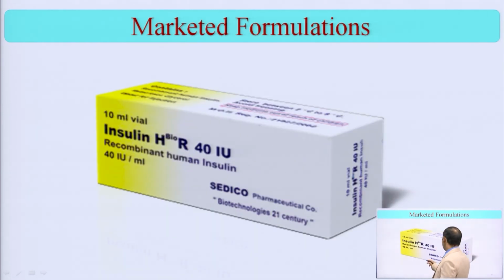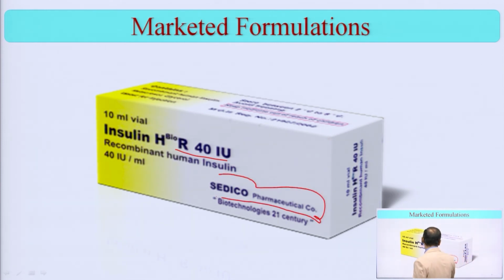Another example is insulin H bio R 40 IU. It was developed by Cedico Pharmaceutical Company. I do not know where it is from. They are claiming it is a 21st century company.